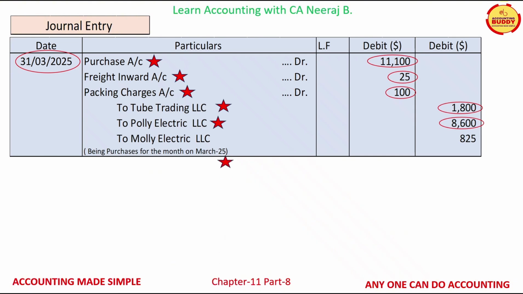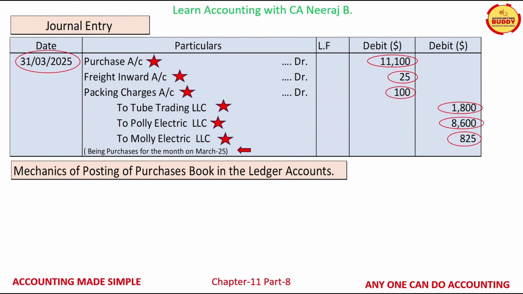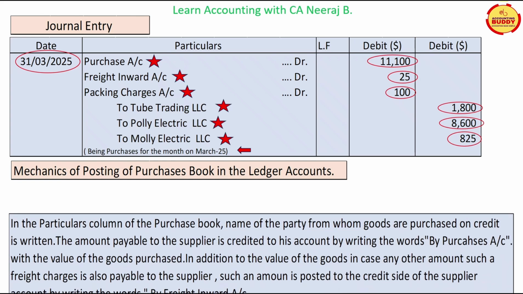And Molly Electric LLC account is credited with $825 being the sum total of the value of the goods of $800 and $25 for freight charges. Narration of the transaction is also written, which in this illustration is being the purchase for the month of March 25. Let us now understand the mechanics of posting of purchase book in the ledger accounts.